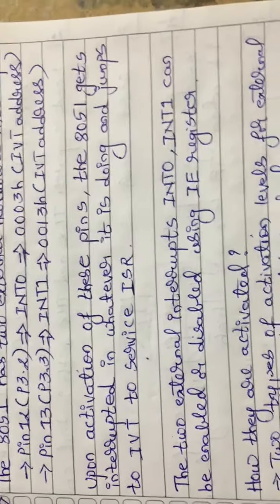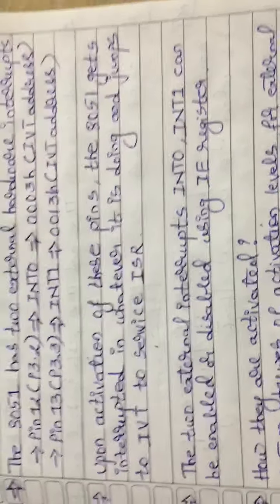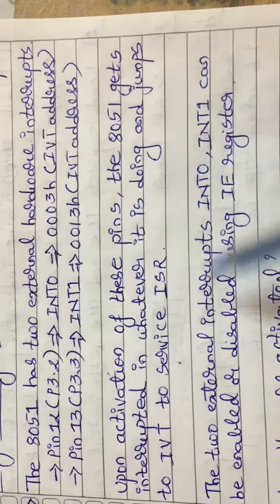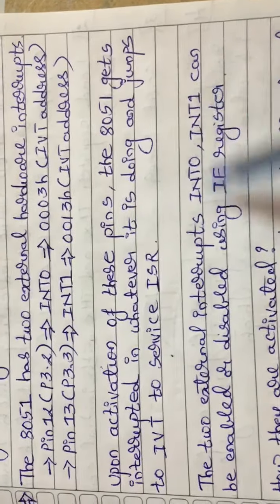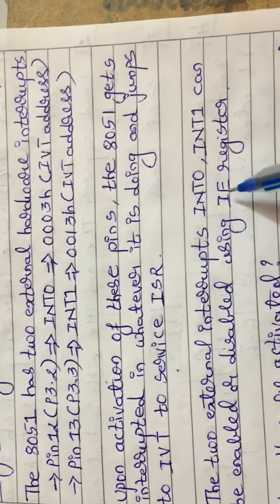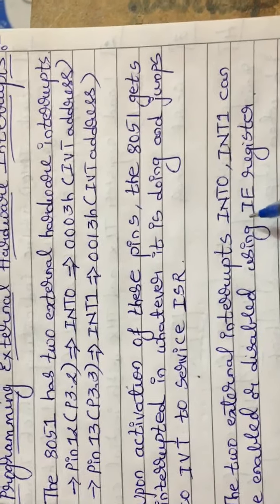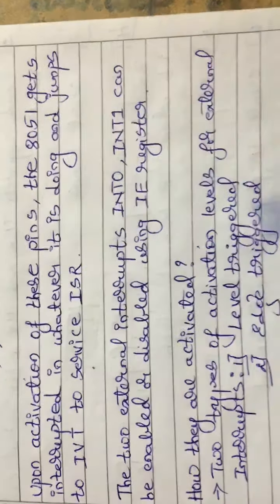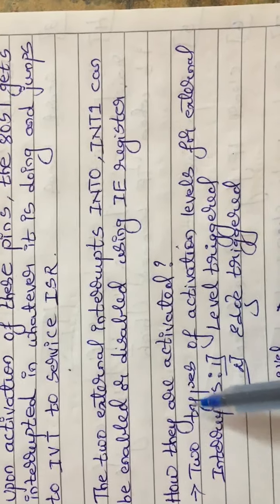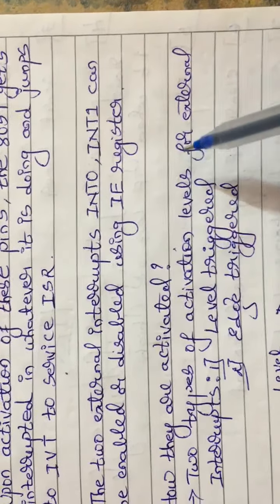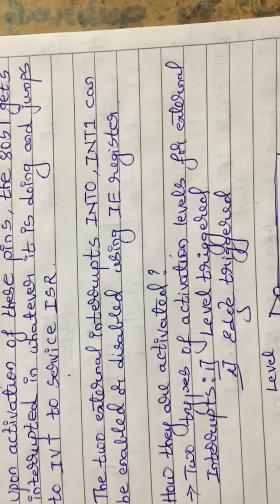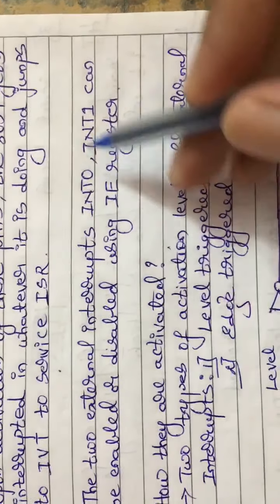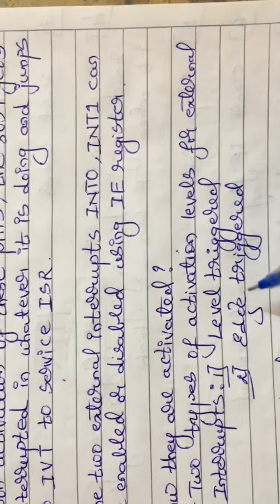Now the two external interrupts INT0 and INT1 can be enabled or disabled using the IE register, as I talked about in the last lecture. So how are these two interrupts activated? There are two types of activation levels for external interrupts: one is level triggered and one is edge triggered. So we can activate these two interrupts either by level triggering or by edge triggering.